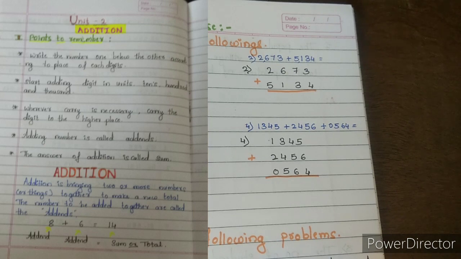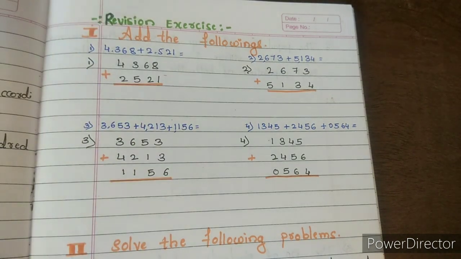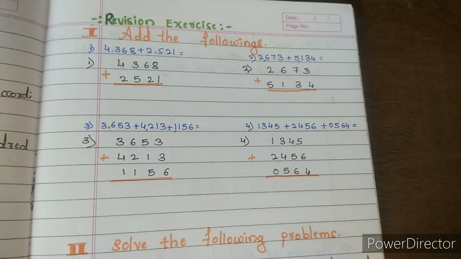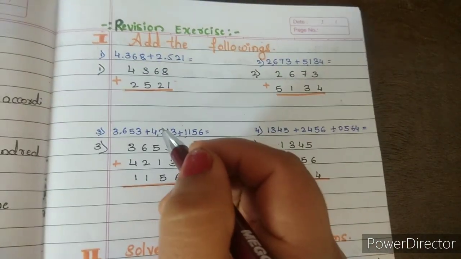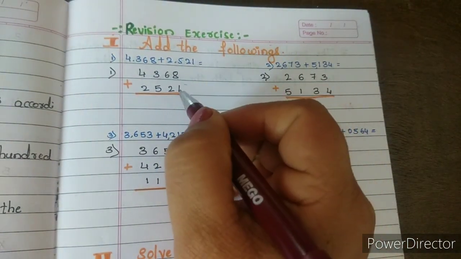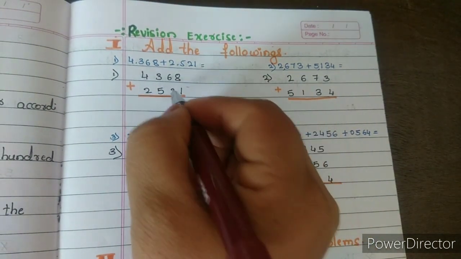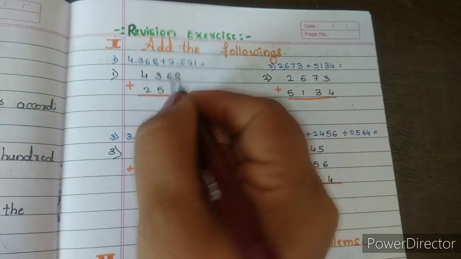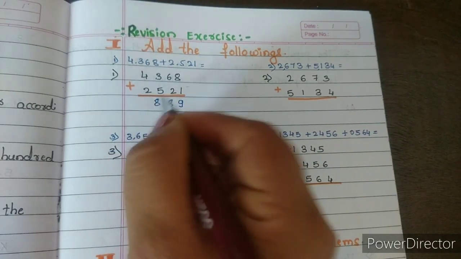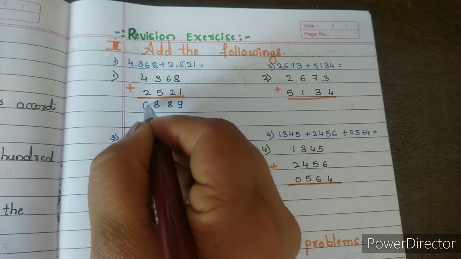Now exercise, revision exercise. First one, add the following numbers. Dear students, the first one is what? 4368 plus 2521. Okay, like this you should write. 8 plus 1 is what? 9. 6 plus 2, 8. 3 plus 5, 8. 4 plus 2 is 6.